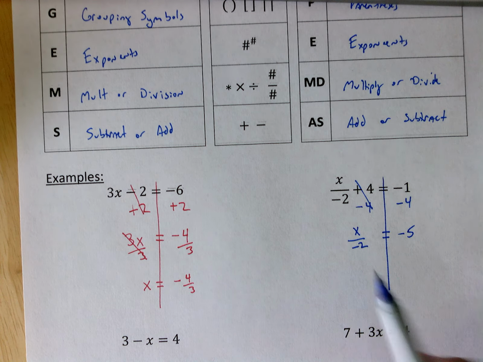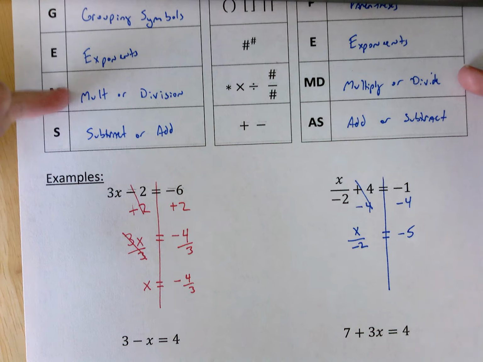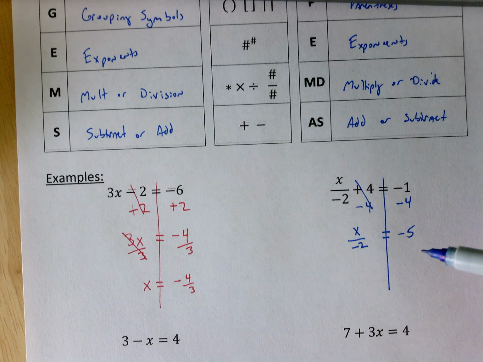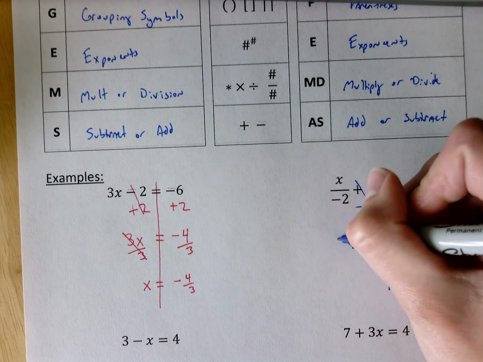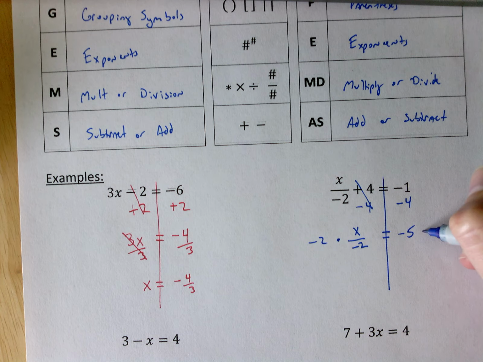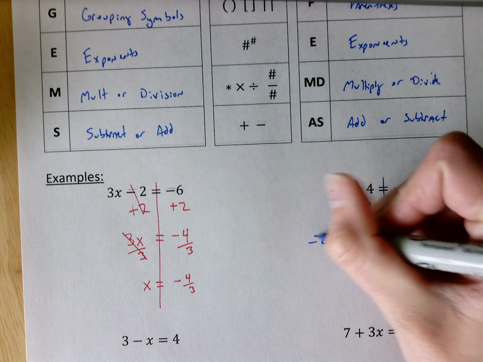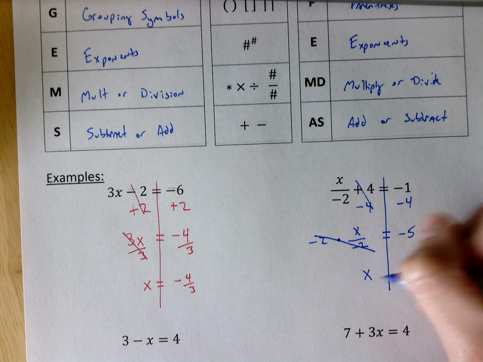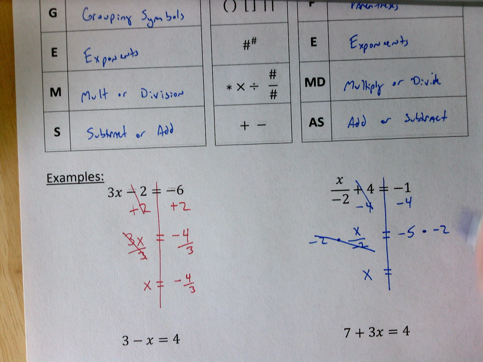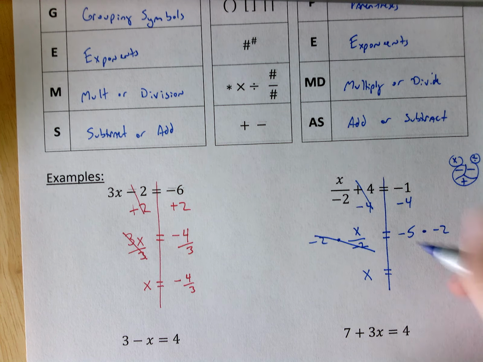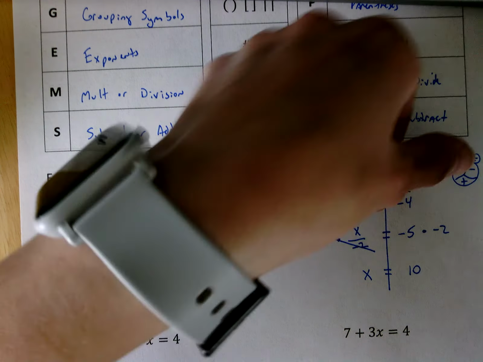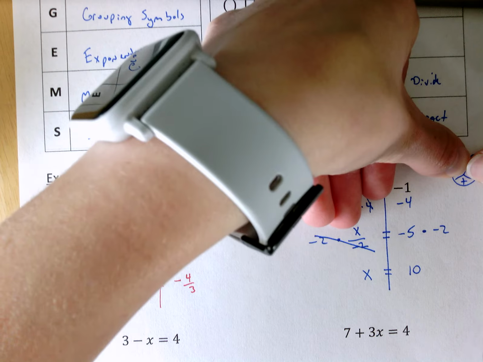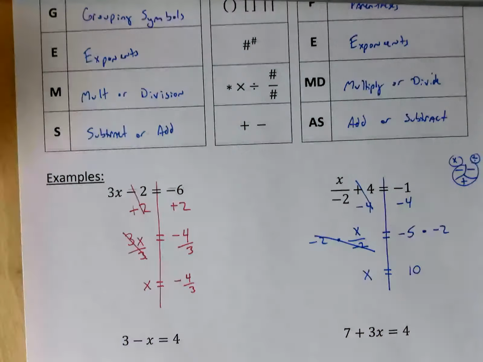Okay, and now I want to undo any multiplication or division. This is division. So to undo it, I'm going to multiply both sides by negative 2. Those cancel. I'm left with just x. And then over here, don't forget our multiplication division bear, right? So if I'm multiplying negative 5 times negative 2, 5 times 2 is 10, and a negative times a negative is a positive. So my answer is just 10.